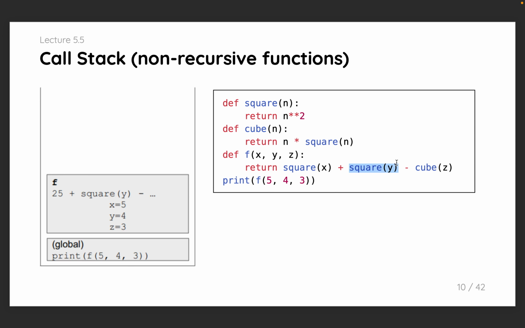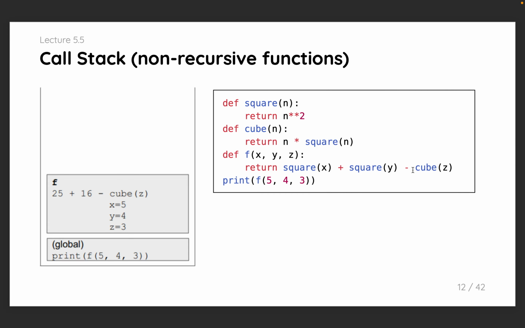Next, the next function call is going to be square, but this time we pass in the value of y. y is 4, and so we give it another plate called square, whose input is 4. Once we've returned from square, we remove the plate and we're back to the function f. So here, square of y, or square of 4, was replaced with 16. So far, you can think of the call stack as just adding or removing plates, where each plate corresponds to a function call.